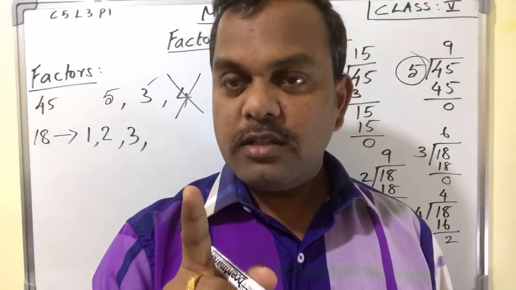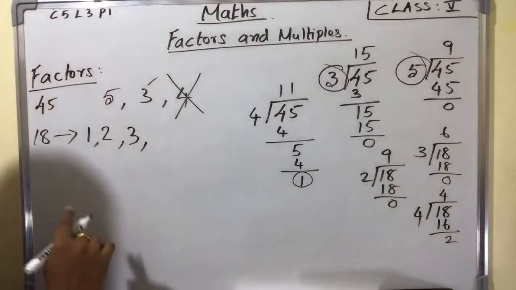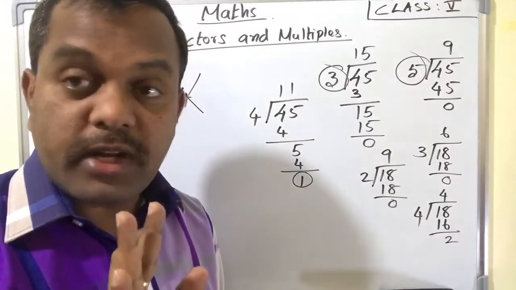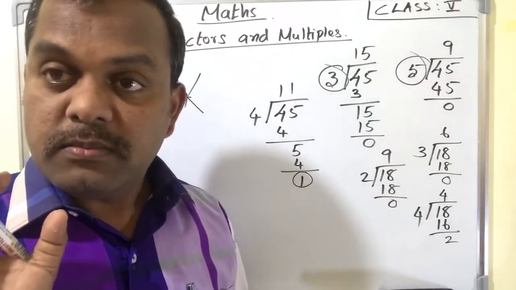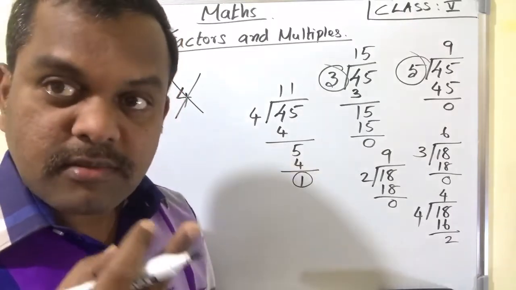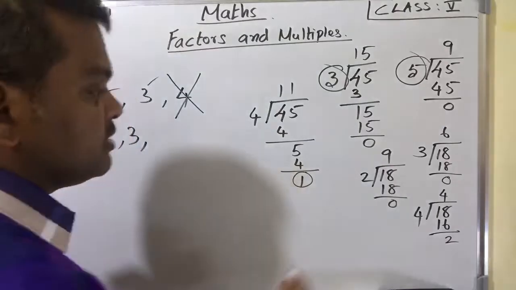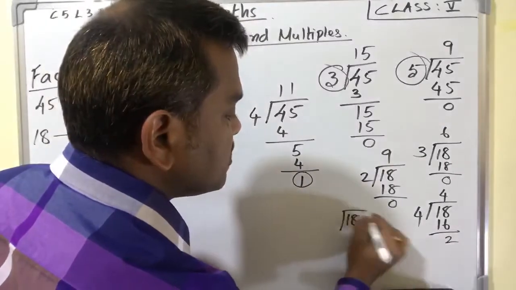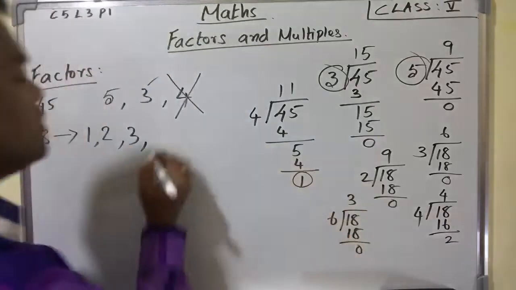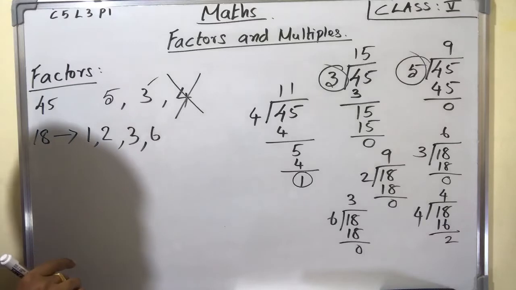Okay. Did you understand the concept now? So like that you have to do. 4 is not a factor of 18, and 5 is also not a factor of 18. 5 will not divide 18 without leaving remainder. And check 6. Yes, 6 will divide 18. 3 6s are 18. Balance 0. So 6 is a factor of 18.